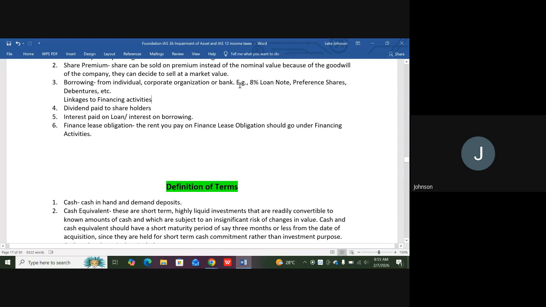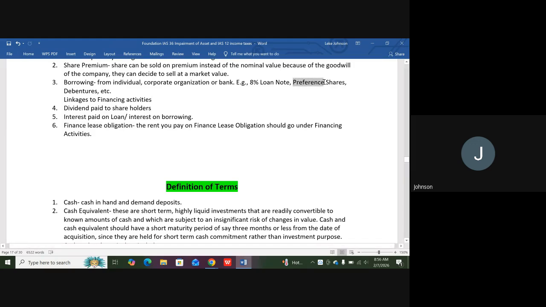So then apart from these loan notes, we can also have preference shares. Then we can also have debentures and so on and so forth. When we are talking about preference shares, right? Preference shares, they are always paid preference dividends. So these people also invest in your company, right? But they are not the ordinary shareholders. There's something they call ordinary shareholders. Then there's something they call people that are just lending money. So preference shares are one of those.